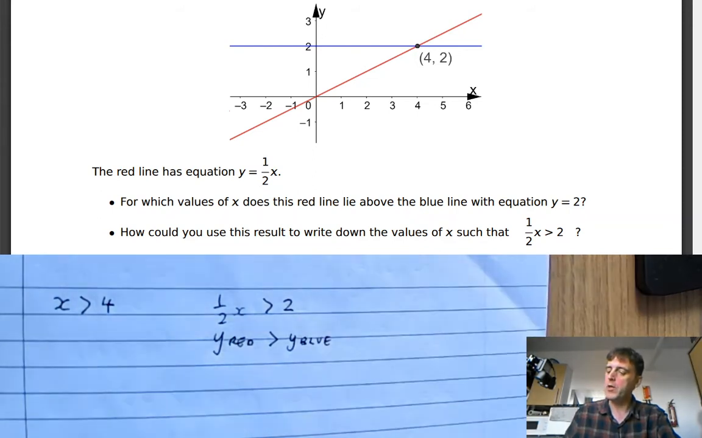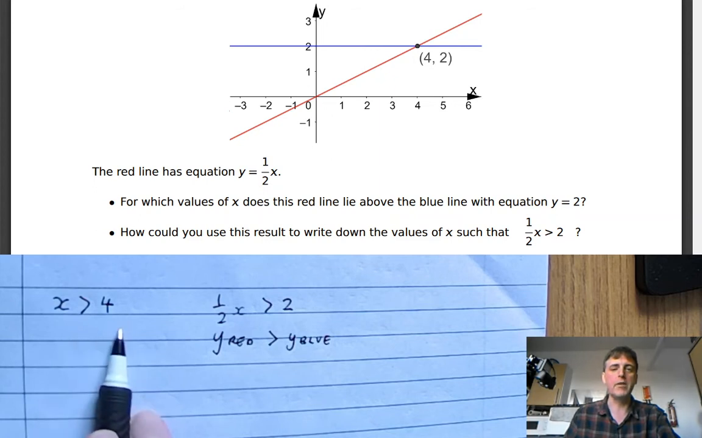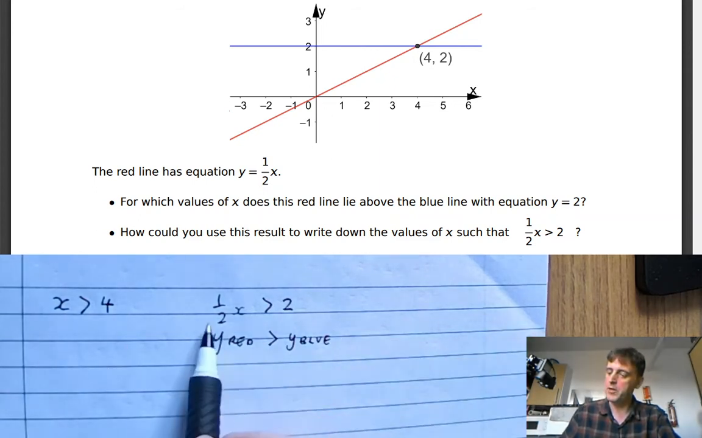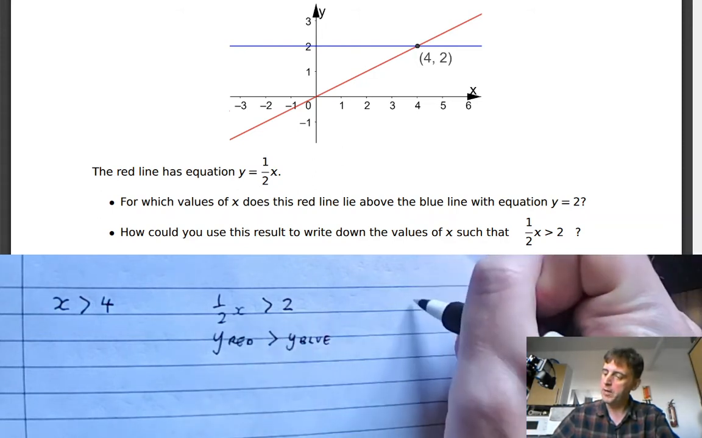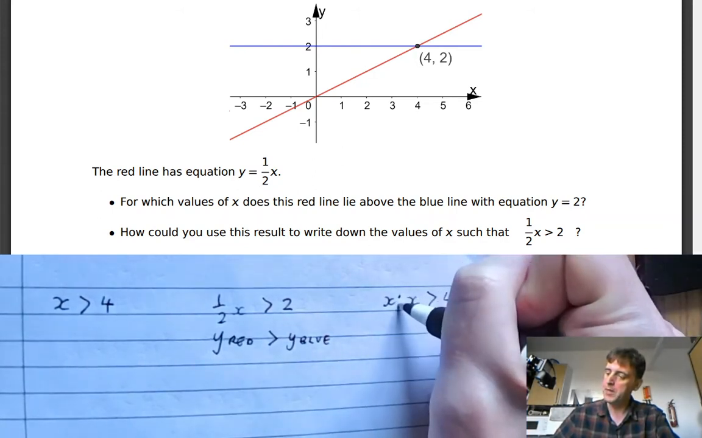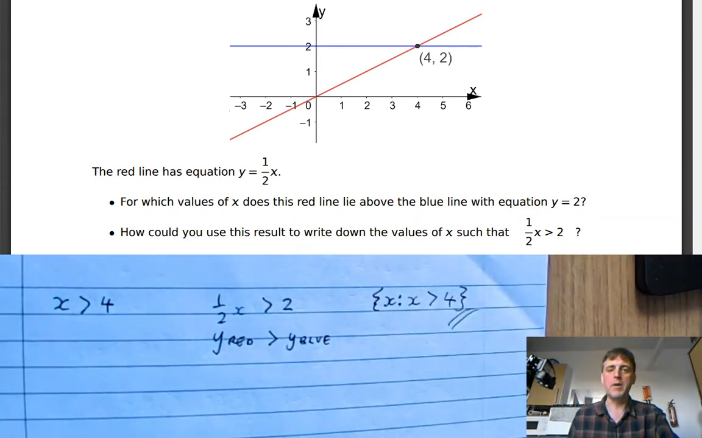So we're looking for where the y coordinates on the red line are greater than the y coordinates on the blue line. In other words, where is the red line above the blue line? Exactly where we already identified. So the solution of this inequality must be all values of x which are greater than 4, and if I write that in set notation with the curly brackets, that's what I'm going to end up with there.